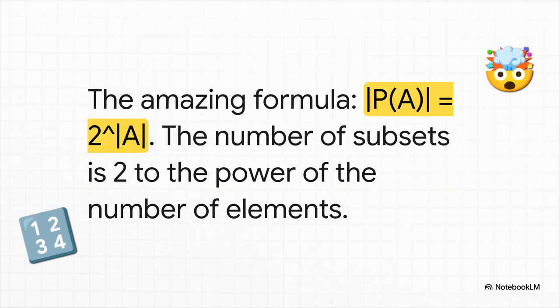But you can imagine, what if your set had 10 elements? Or 50? Listing out every single subset would be a nightmare. But you don't have to. There is this beautiful, amazing formula for it. The size of the power set is always 2 raised to the power of the size of the original set. So in our last example, A had 2 elements, and its power set had 2 squared, which is 4 elements. It's like magic, and it works every time.